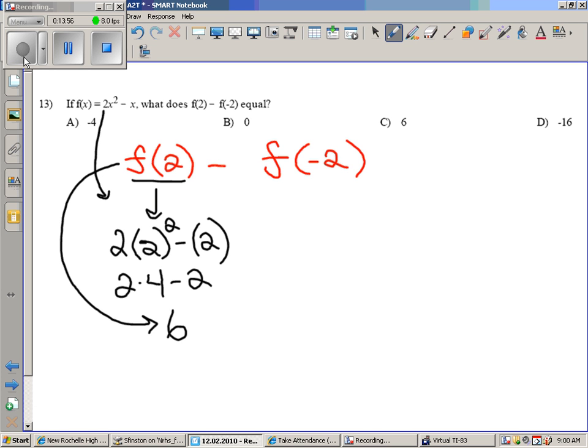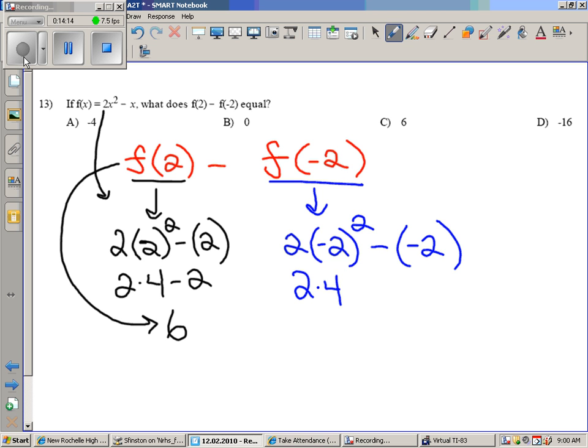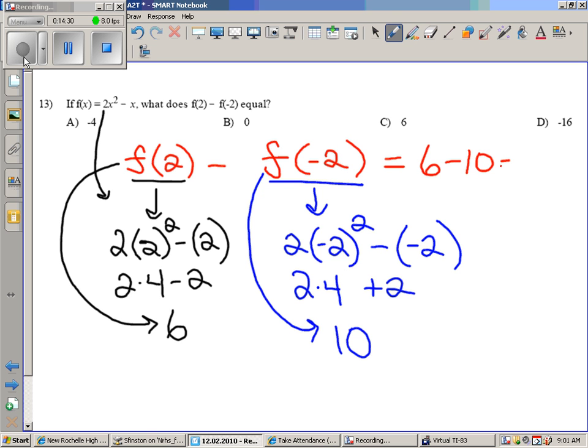So right now we got 6 minus. We got to figure out what this is. How much is this worth? That's 2 times -2 squared minus -2. Minus 2 is plus 2. And so what's a plus 2? So 10. So that's how much this is. And so really, this red equation over here is the same thing as saying 6 minus 10, which is -4, which is a.